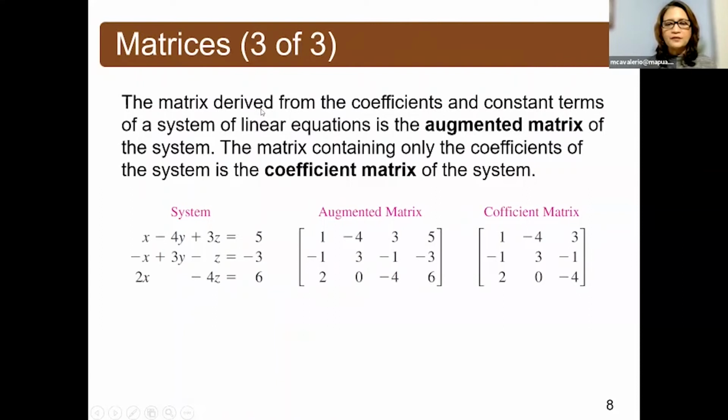The matrix derived from the coefficients and constant terms of a system of linear equations is the augmented matrix of the system. The matrix containing only the coefficients of the system is the coefficient matrix of the system.